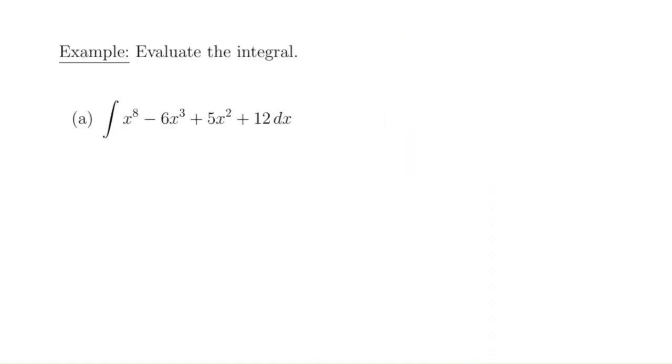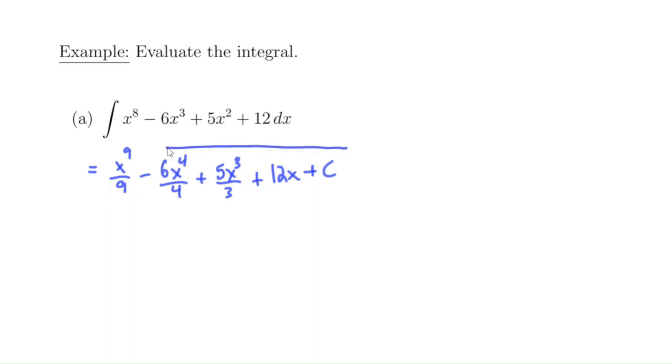So now we're at the point where we know how to integrate any polynomial. So let's do this one here. We have the integral of this polynomial. Well, the integral of x to the 8th is x to the 9th over 9 minus 6x to the 4th over 4 plus 5x cubed over 3 plus, well, the integral of 12 is just 12x and then plus c. Now we could simplify this 6/4 to be 3/2, but let's just leave our answer like this.